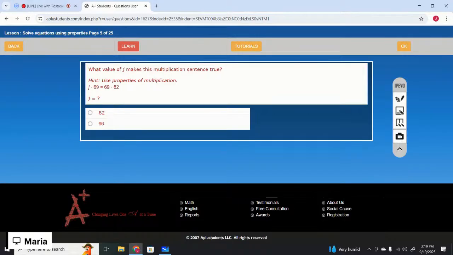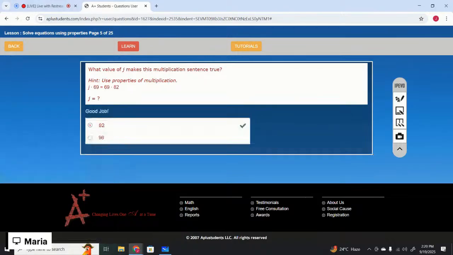What value of j makes the multiplication sentence true? 69 times 82 equals 69 times j. So j is 82. Option number 1 is the correct option, that is 82.